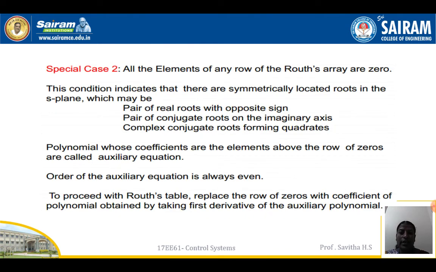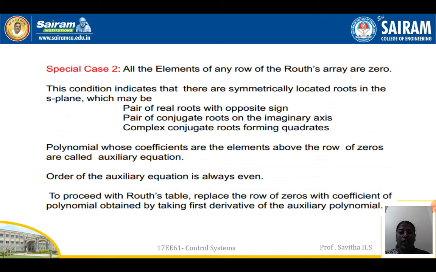So we'll come to the second case: all the elements of any row of the routh array are 0. This condition indicates that there are symmetrically located roots in the S-plane, which may be a pair of real roots with opposite sign, a pair of conjugate roots on the imaginary axis, or complex conjugate roots forming quadrants.